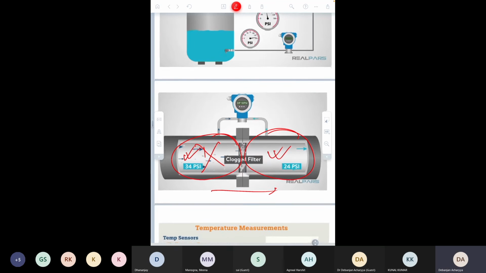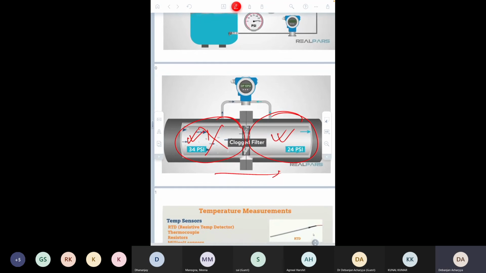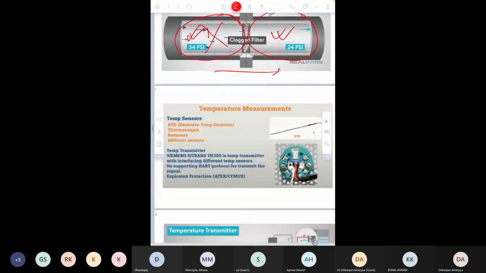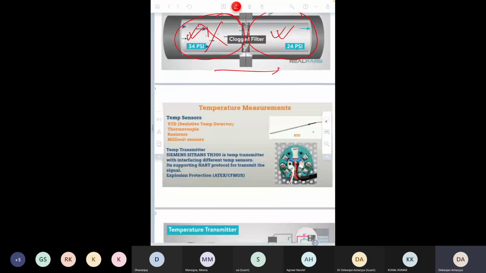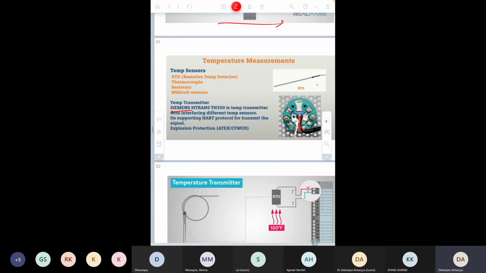Okay. So by detecting that differential pressure, you can detect whether your filter is clogged or not. Now come to the temperature measurement. There are different temperature sensors, like RTD (resistance temperature detector), thermocouples, thermistors, and many more. And Siemens SITRANS TH300 is one of its kind.